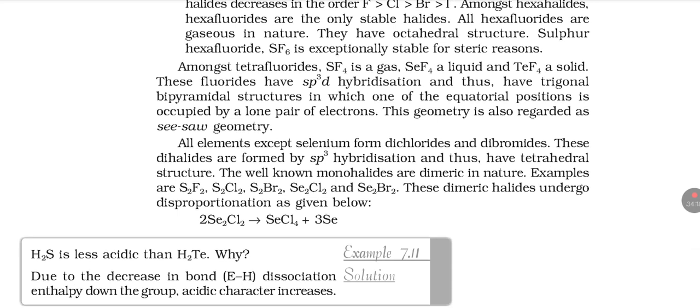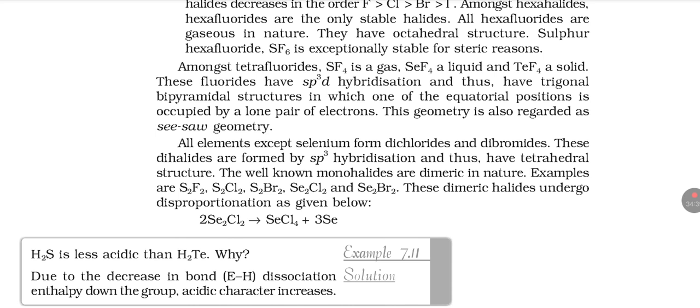Among tetrafluorides, SF4 is a gas, SeF4 is a liquid, and TeF4 is a solid. These fluorides have sp3d hybridization and a trigonal bipyramidal structure in which one of the equatorial positions is occupied by a lone pair of electrons. This geometry is also regarded as seesaw geometry.